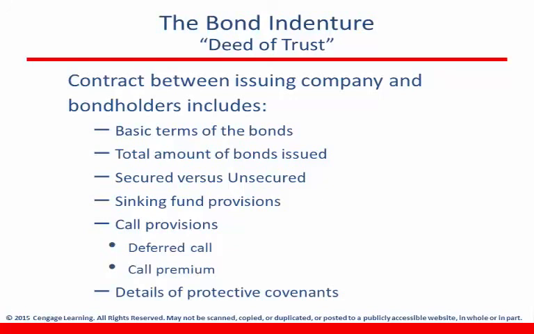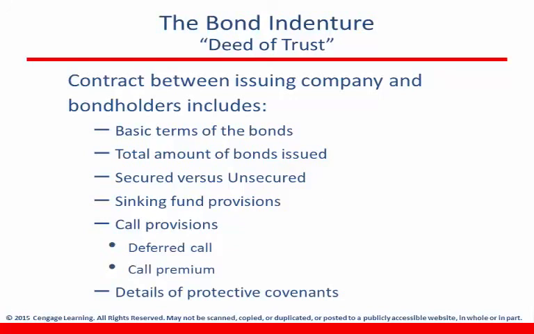The first one is the bond indenture. That's really just the contract between the bondholder and the issuing company. It's referred to often as the deed of trust. It's going to lay out all the basic terms of the bonds, the total amount, whether it's secured versus unsecured, if there are any sinking fund provisions. It's also going to talk about any kind of call provisions.